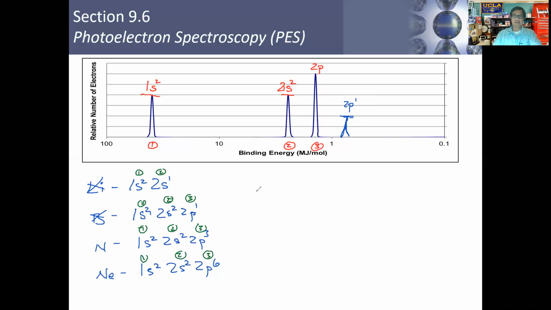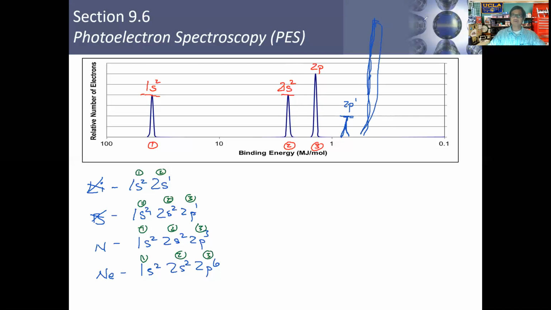All right, let's take a look at neon before we come back to nitrogen. Neon has 6 electrons in the 2p orbital. If it's 6 electrons, whatever the peak is, it's going to be 3 times larger than that. You've got 3 times 1, and it would be off the graph right now. You can imagine it would be somewhere up there. So that would be the peak.